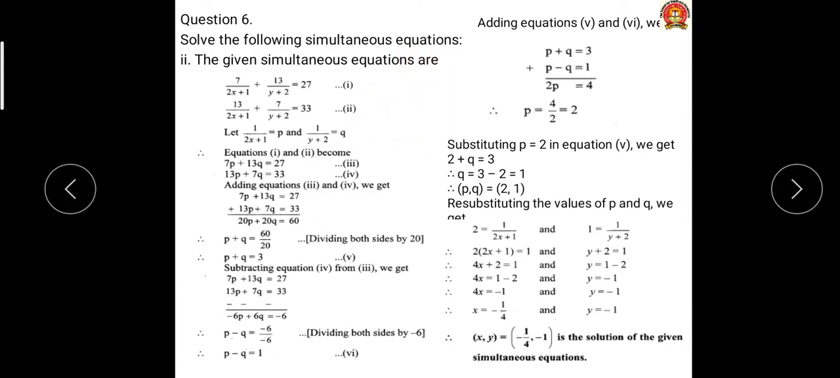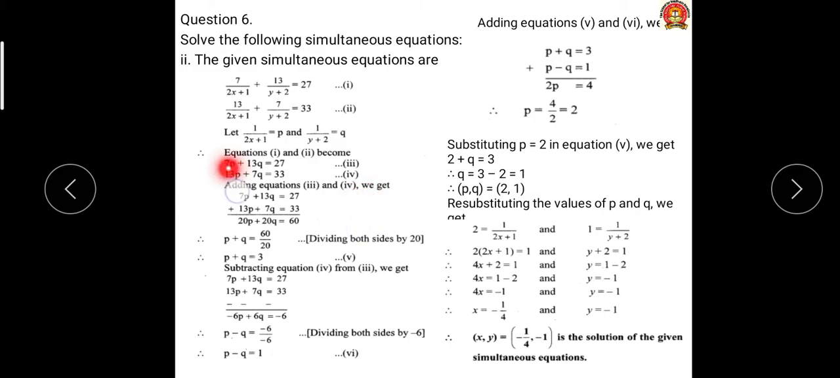So first and second equation. Now see, the denominator of both is the same. Here the first term's denominator is the same, and the second term's denominator in both equations is the same. So substitute a variable for such a denominator. Like the similarity in the question is there, use this method. Whatever the similarity is, here 1 upon (2x plus 1) is the same, so consider it as p. And 1 upon (y plus 2) is equal to q. After substituting p and q in the equations, you will get 7p plus 13q is equal to 27. And next is 13p plus 7q is equal to 33.